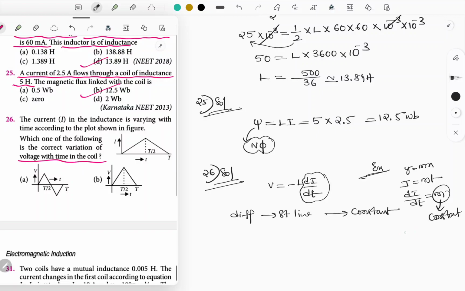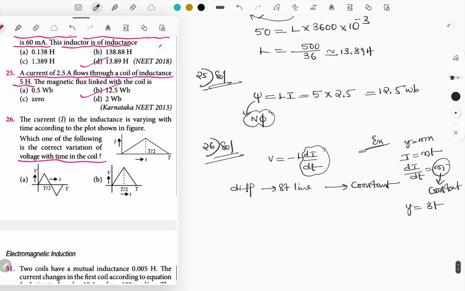If you want, I can give one more example. For example, y is equal to 3t. It's a straight line equation, right? Let's differentiate dy with respect to time. You are going to get 3. 3 is a constant value, right? So that's what I mean. If you differentiate a straight line varying with respect to whatever variable they have given, you are going to get a constant.